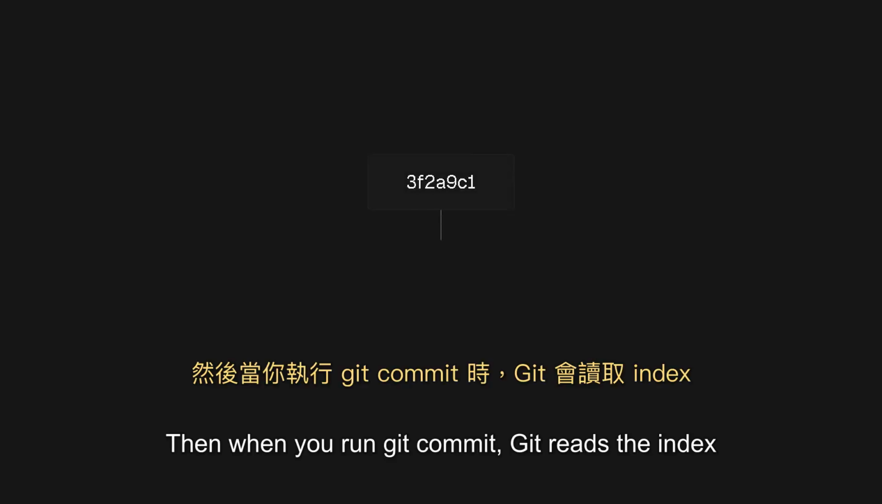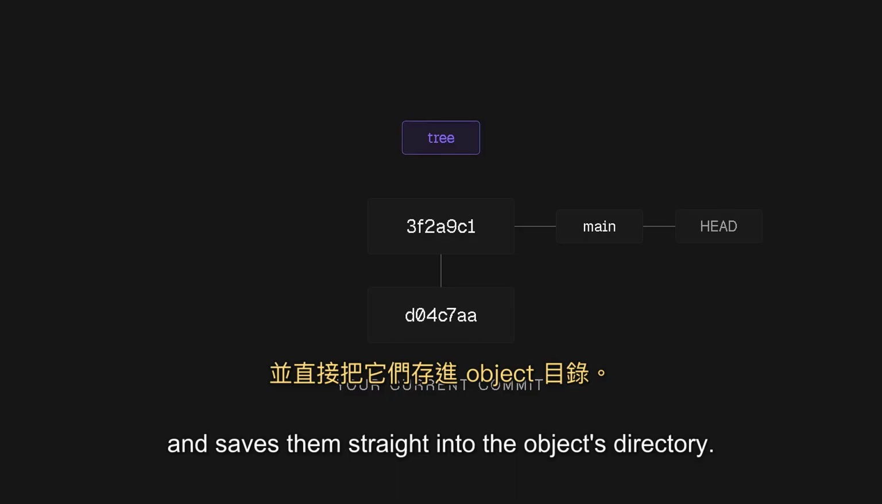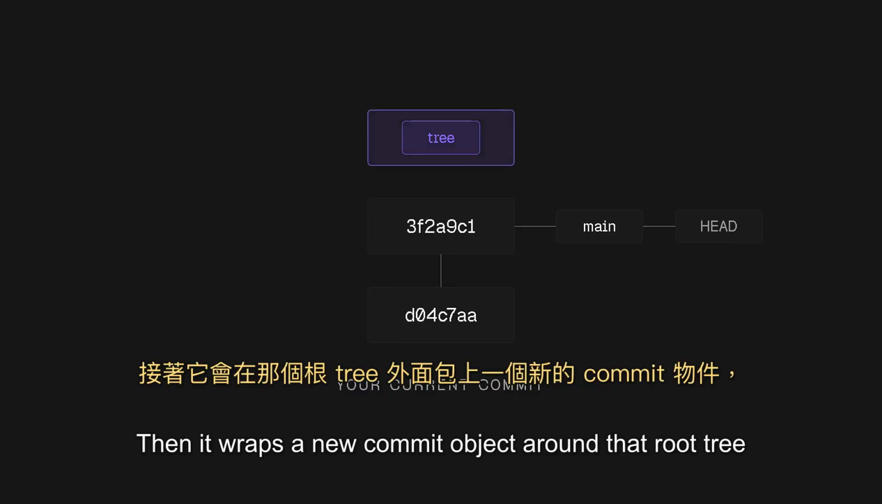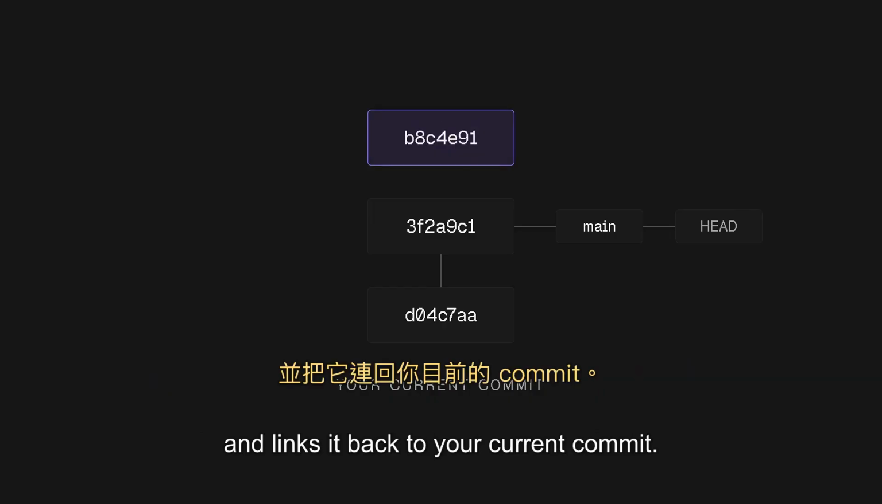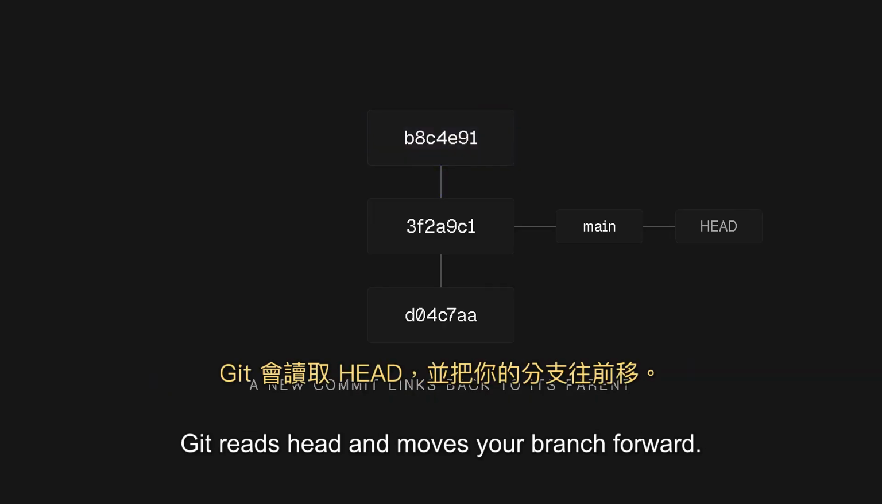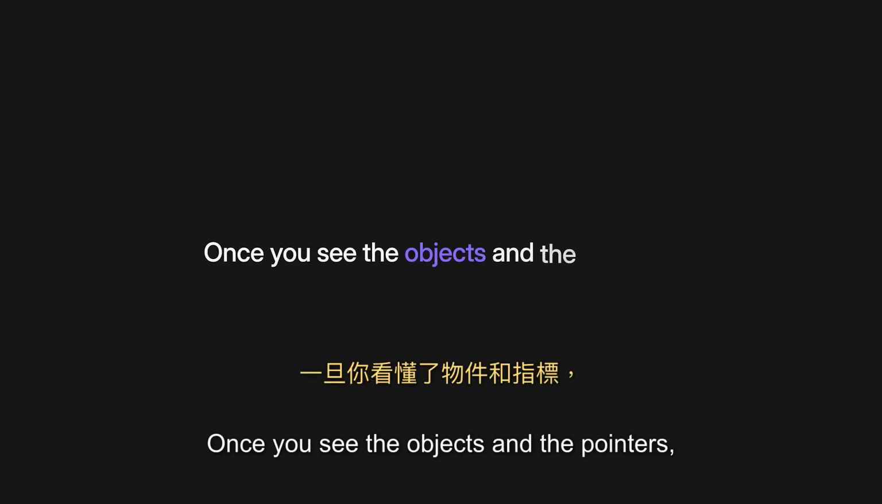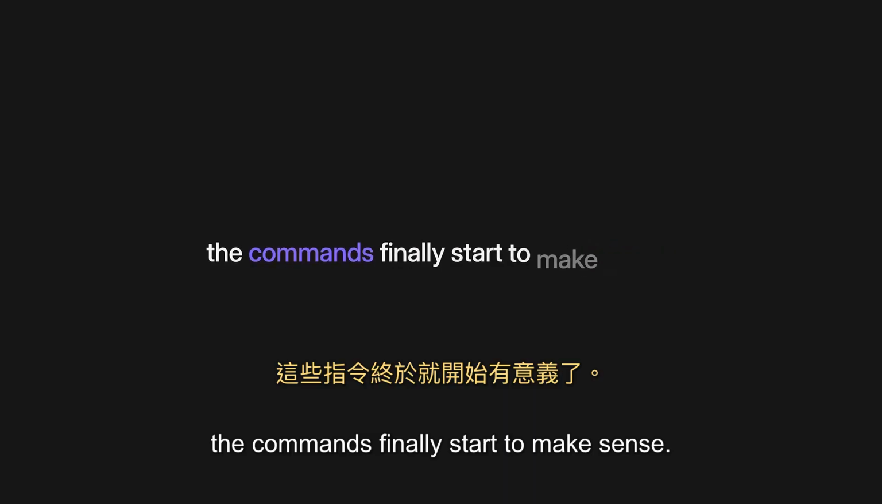Then when you run git commit, Git reads the index and converts your staged entries into tree objects and saves them straight into the objects directory. Then it wraps a new commit object around that root tree and links it back to your current commit. The last step is just a pointer update. Git reads HEAD and moves your branch forward. Once you see the objects and the pointers, the commands finally start to make sense.